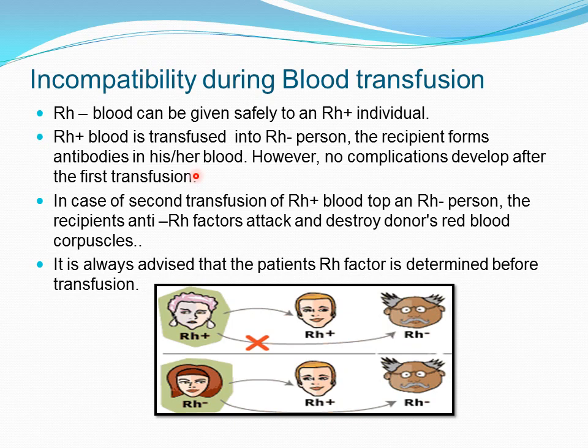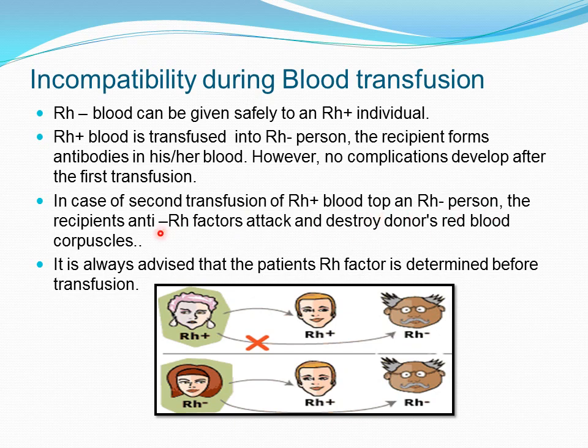Now as we know, there is a body mechanism that when some antigen is transfused into our body, it will produce some antibodies in our blood. But at the first transfusion, there will be no such complications. But when that blood group is transfused a second time, that is, in case of a second transfusion of Rh positive blood to an Rh negative person, what will happen?